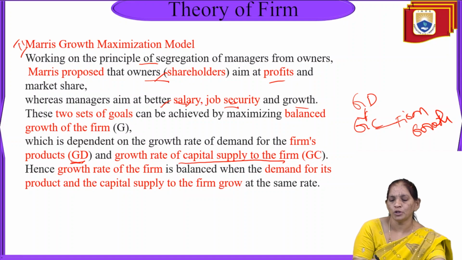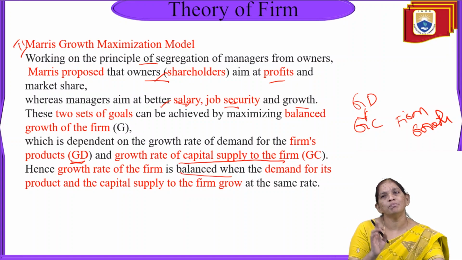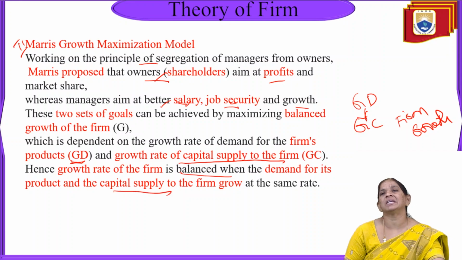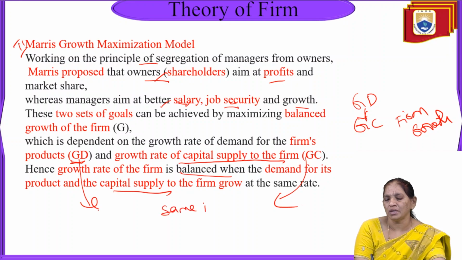We can say, according to Marris, balanced growth is when the demand for the product is matched with the growth of capital supplied at the same rate. Means both GD and GC, that is growth of product demand and growth of capital supplied, must and should be at the same rate.